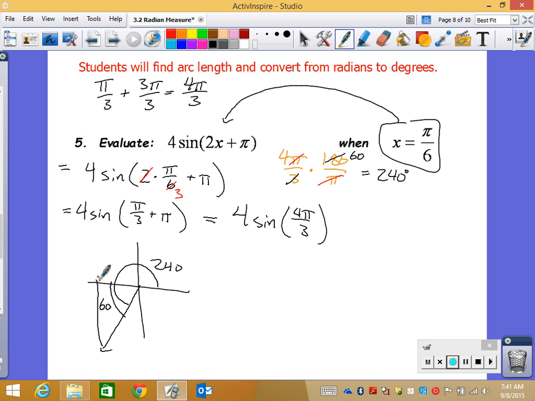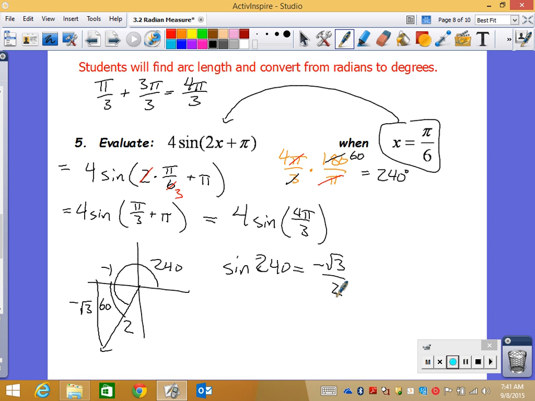We can make my special triangle again. Now the side opposite 60 is square root 3. Opposite 30 is 1, and the hypotenuse is 2. Remember, we're in the third quadrant, so the x and the y are both negative. So now the sine of 240 degrees, kind of a bad 4 right there, is opposite over hypotenuse, or negative square root 3 over 2.